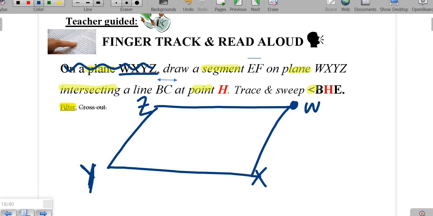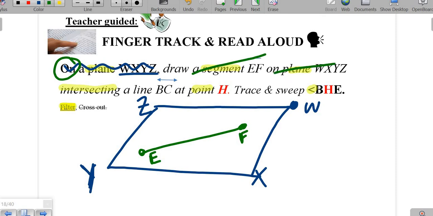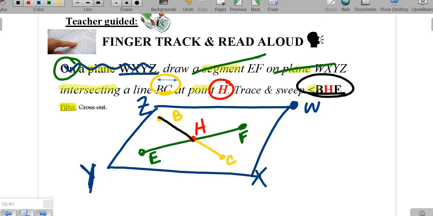Okay, I got a plane. And I have set on, so that means it's coplanar. EF, doesn't matter which way E and F is oriented. Some of you are left-handed, will automatically draw that easier from right to left. That's fine. The segment is on the plane, and it's intersecting an additional line, BC. Doesn't matter where B and C are, which end either, at point H. Trace and sweep, B, H, E. Trace and sweep. Ta-da! Translating words into a picture.